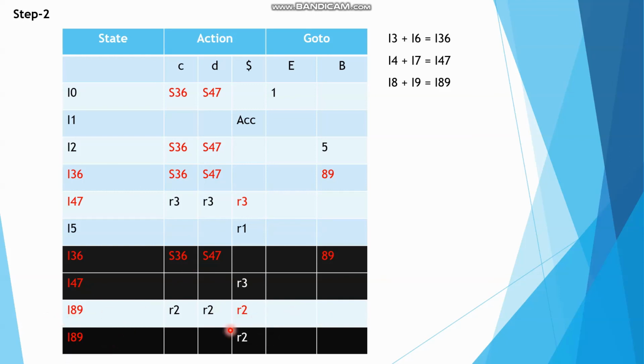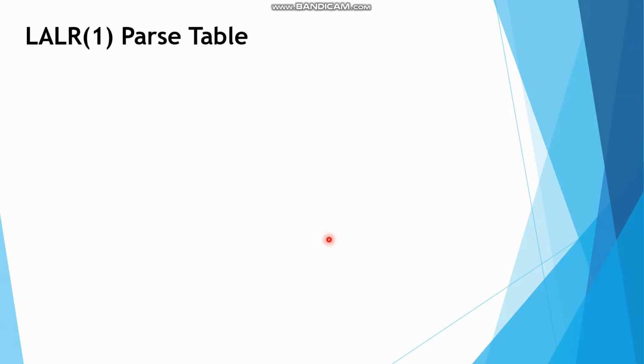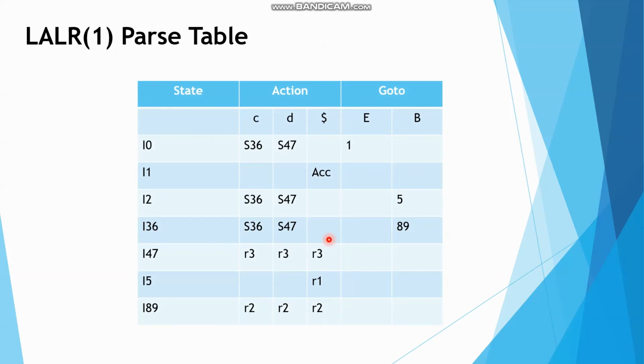Now after applying the changes on our parse table, this is our finalized parse table. Note that the total number of states here is 7. We reduced the unnecessary rows from our parse table. This parse table is less complex as compared to the CLR1 parse table. So this is our LALR1 parse table.